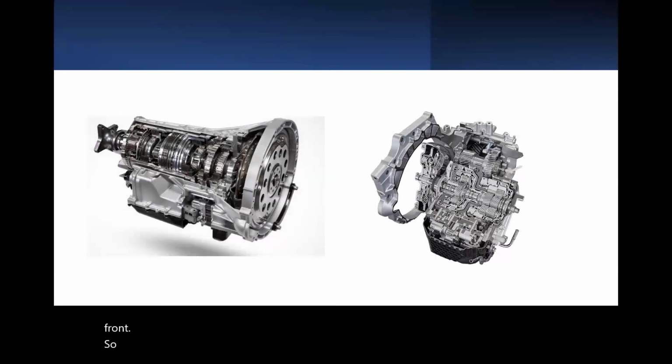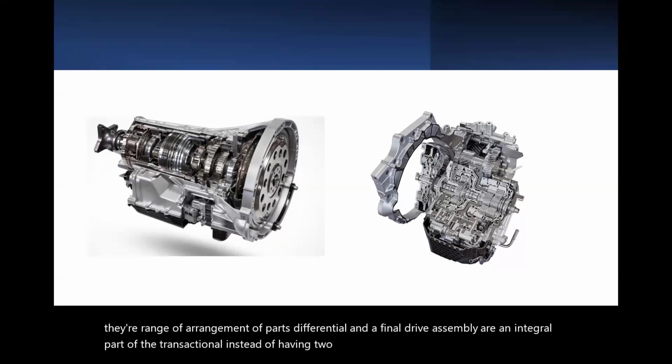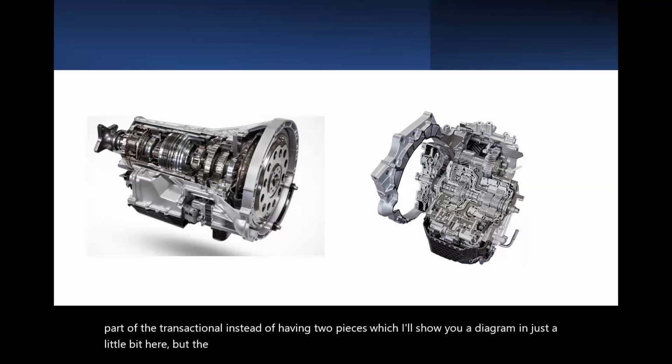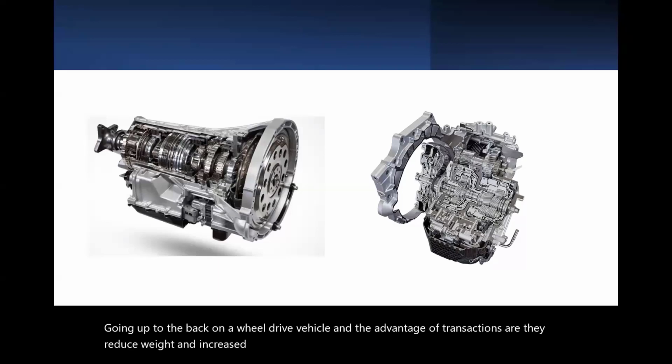So transmission and transaxle, kind of comparing the two of them: the arrangement of parts, the differential and a final drive assembly are an integral part of the transaxle instead of having two pieces, which I'll show you in a diagram in just a little bit here. The axle has one output shaft for each wheel versus one shaft going up to the back on a rear-wheel drive vehicle. And the advantages of transaxles are they reduce weight and increase fuel economy.